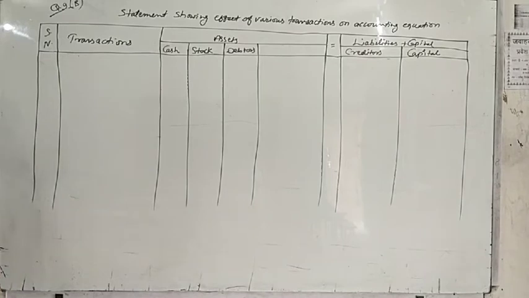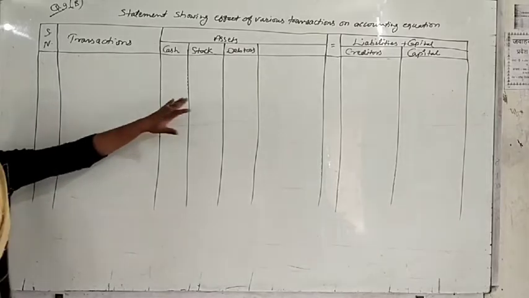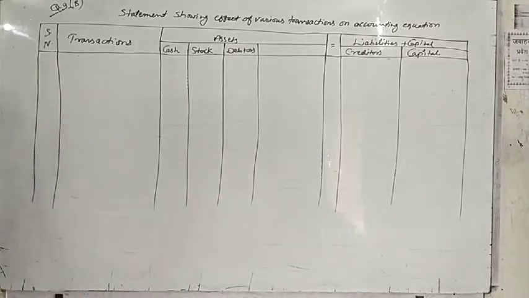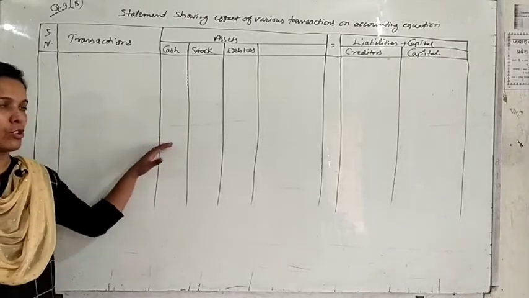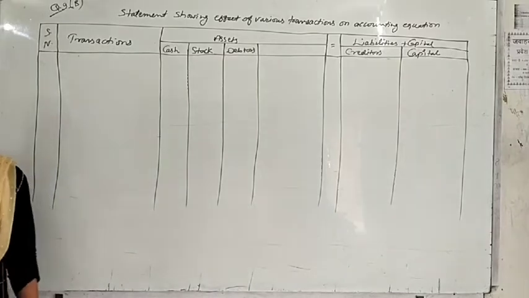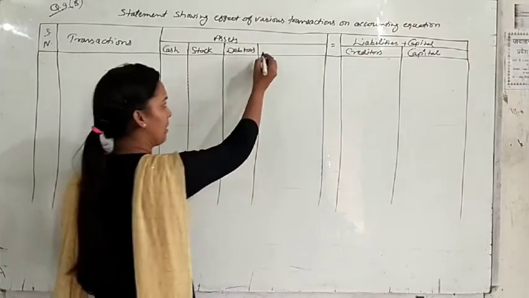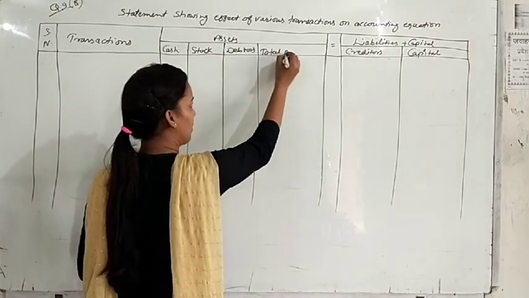Next point, goods costing 10,000 rupees, sold for 12,000 on credit. This is also a credit sale, so stock account and debtors account. Paid for rent and salaries. Rent and salaries both are your expenditure, so that will reduce your cash and capital. And last point, goods costing 20,000, sold for 18,500 for cash. This is also your cash sale. So the last point of assets will be total assets.